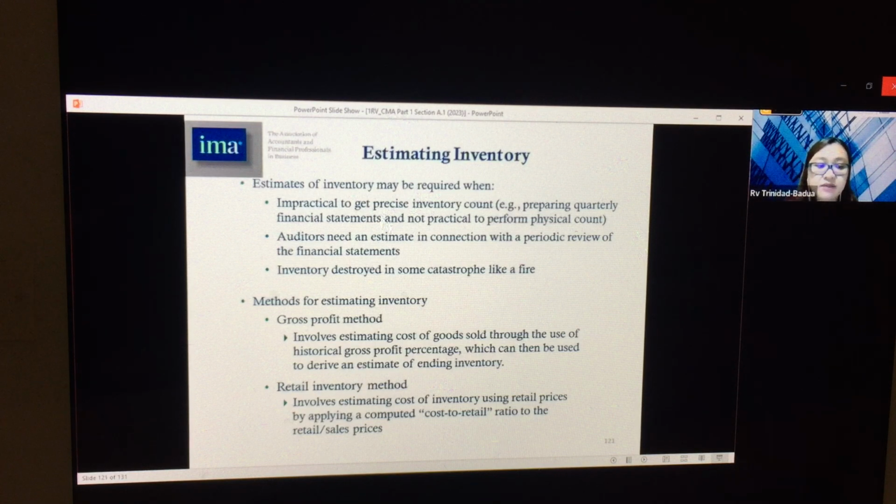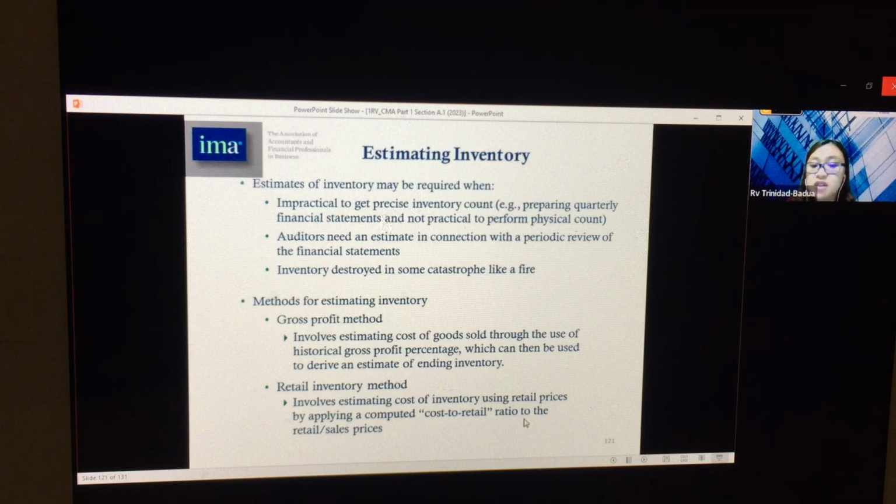Estimating your inventory. Okay, so estimates of inventory may be required kapag it's impractical to get a precise inventory count. Your auditors need an estimate in connection with the periodic review of your financial statements. Your inventory got destroyed in some catastrophe. So there's two methods of estimating your inventory, the gross profit method and the retail method. Pag gross profit method, yung estimation mo gagamit ka ng historical gross profit percentage. Siyempre kasi you can use the previous, no, based on previous information. Can be used to derive an estimate of ending inventory.